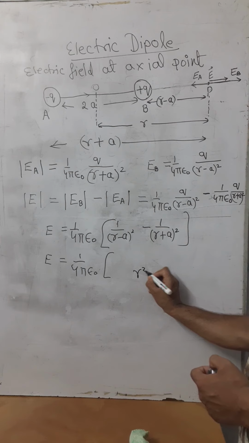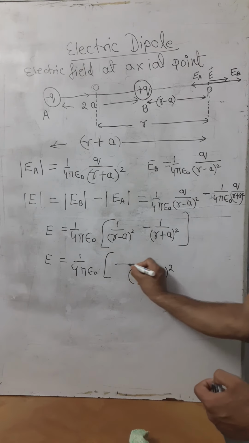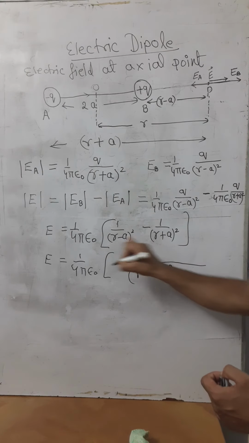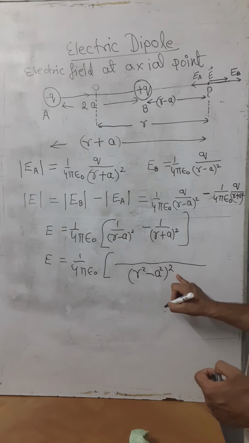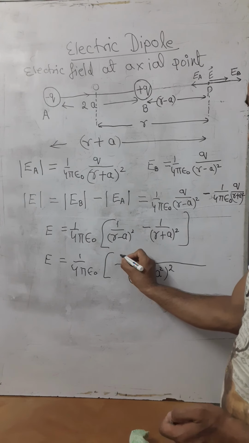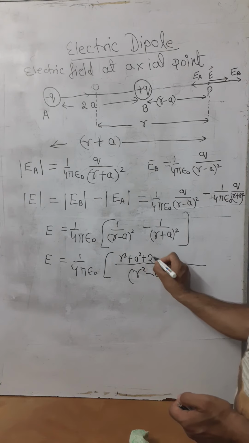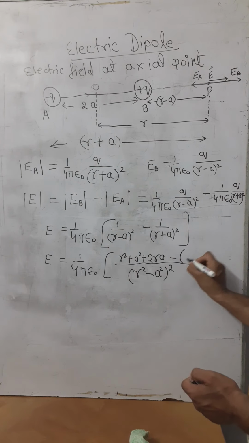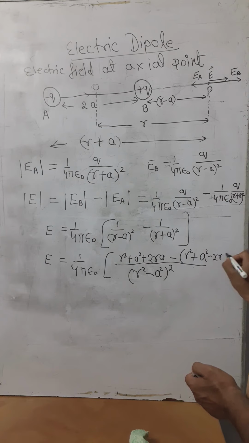If we take the LCM, the multiplication of these two would be R square: (R minus A) into (R plus A) is R square minus A square, and the square would be outside, right? So this is (R plus A) whole square here: R square plus A square plus 2RA, and this would be (R minus A) whole square here: R square plus A square minus 2RA.